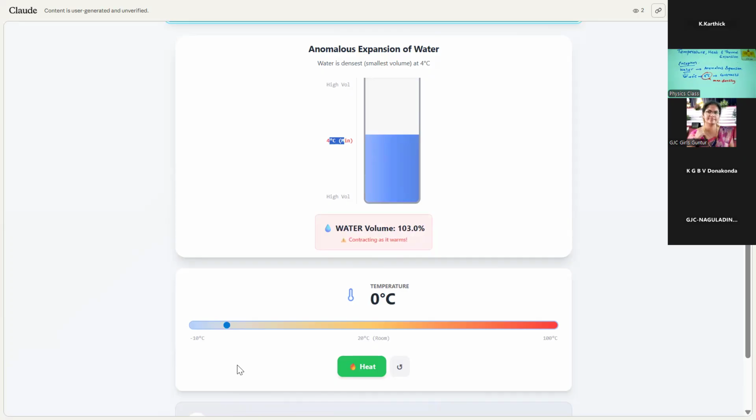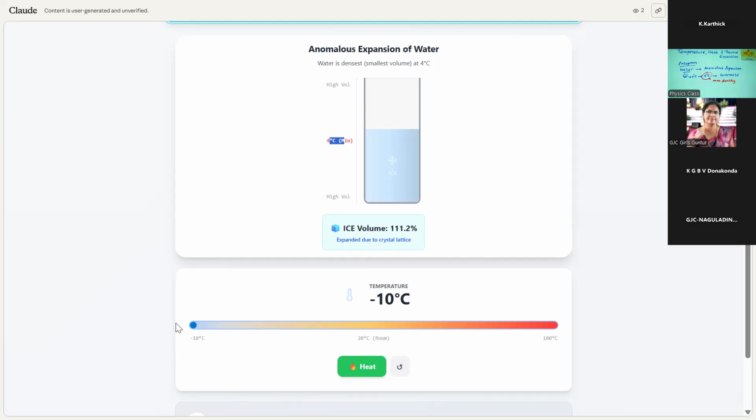So the volume is expanding even though we are cooling it. At 0 degrees Celsius and below, the ice structure forms. Clear? This anomaly has a huge impact on life because water expands when it freezes. Ice is less dense than liquid water, so ice floats.